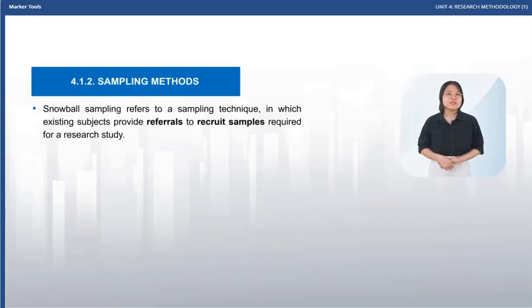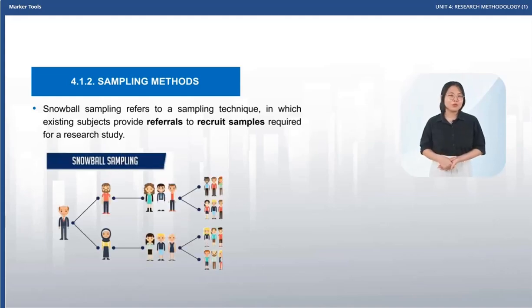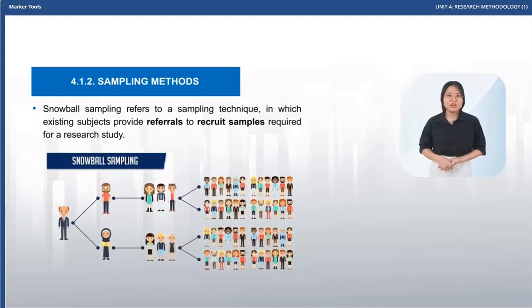The last one is snowball sampling. The snowball sampling method refers to a technique in which existing subjects provide referrals to recruit samples required for the research study. I will give you an example. I'm a researcher and I know you. I invite you to come to my research. You have a lot of friends and you also invite them to join you. And your friends can also invite other friends to join. That's what we call snowball.